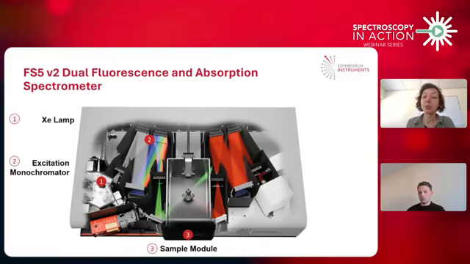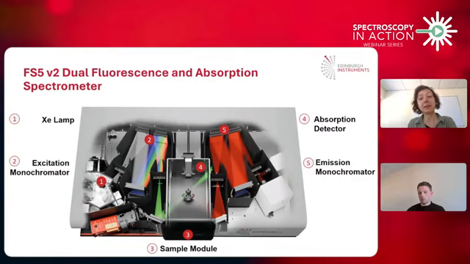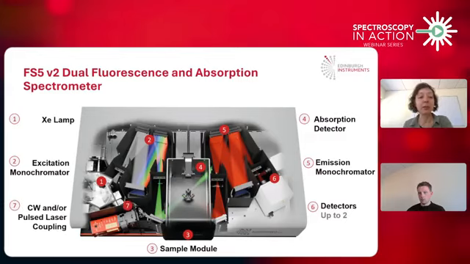There is a transmission detector at 180 degrees from the sample to measure absorption. And then there is a fluorescence light path at 90 degrees. The fluorescence light wavelength is selected on the emission monochromator, and then it reaches the detector. You can configure up to 2 detectors. You can also configure the FS5 with a pulse source for lifetime measurements or a CW laser as well. And it has a range of sample modules and 2 detector ports, so it's very configurable, very user-friendly. We're going to see some of these options later.